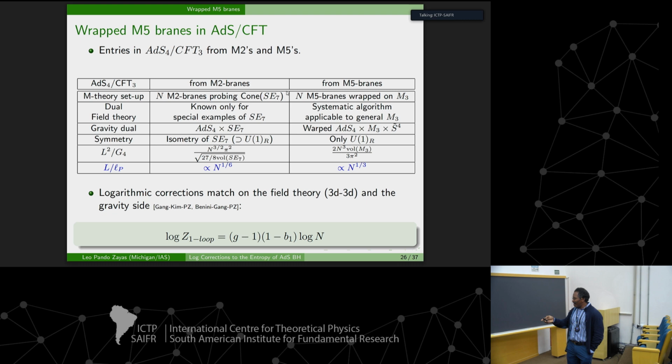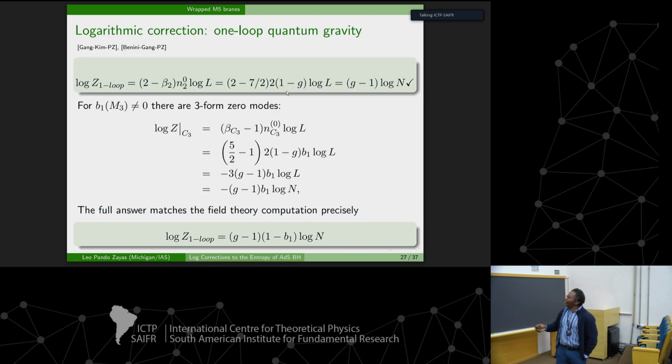Actually, I think I have time, so I can show you the computation here. This is what I showed you before. The difference is because the scaling with L is different. But now, if I have non-trivial one cycles on this hyperbolic three-manifold, they really contribute. I can have three-form zero modes. The number of three-form zero modes comes from the two-form zero modes times how many one-form zero modes, and you can see that putting this together gives me this result.